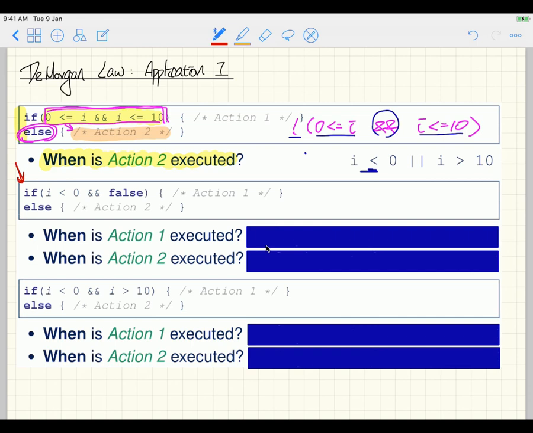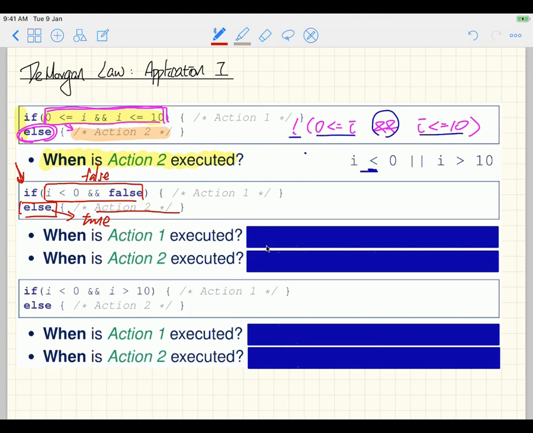There are different ways to look at that. If I say I less than 0 and false, what would that evaluate into? Just false. Agree? That means this particular branching condition is simply equivalent to false. So when should we execute the else branch? Negation of false would just be true. That means for the else branch, we will always execute this particular action.